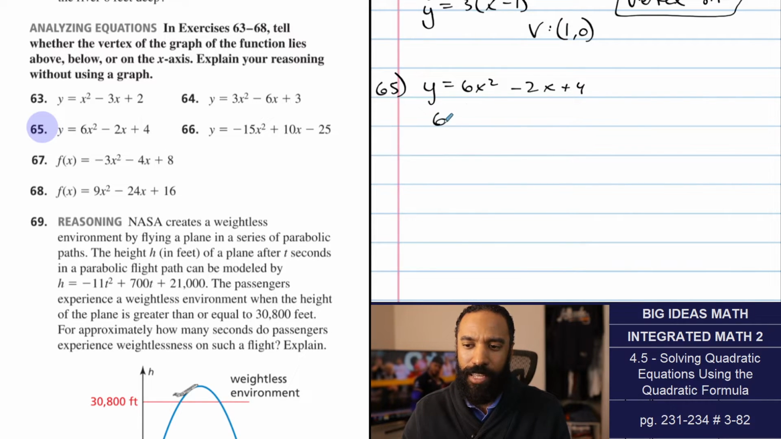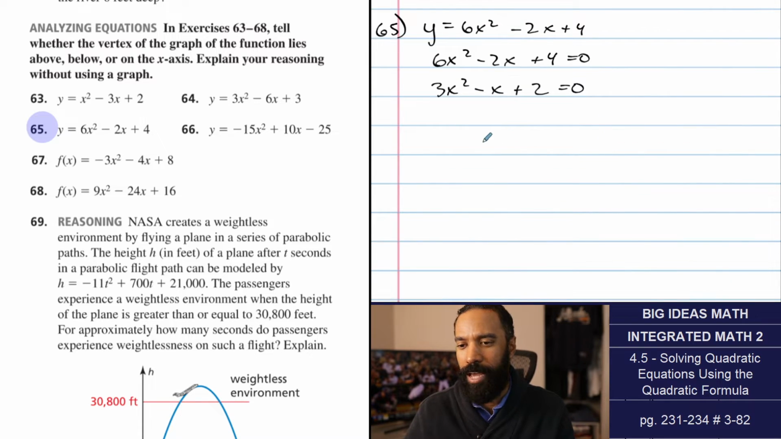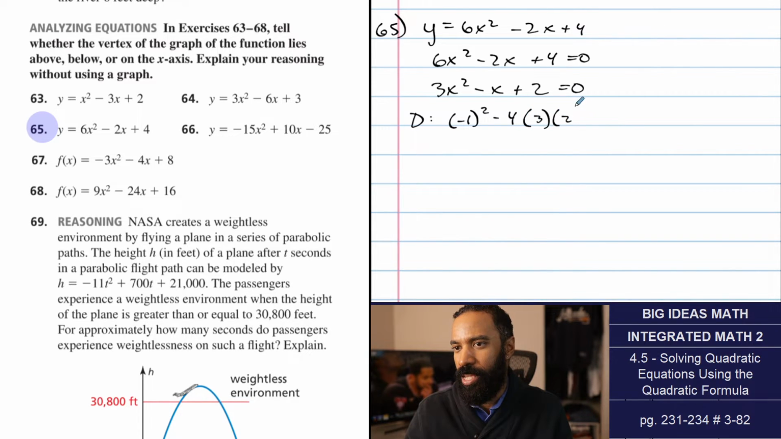As far as dividing by 2, it's 6x squared minus 2x plus 4 equals 0. Now I'll divide out the 2 instead. 3x squared minus x plus 2 equals 0. So, okay, not factorable. Let's go for the discriminant then. We'll do b squared minus 4ac. Yeah, look at that. This thing's a no-go, right? This is going to be 1.